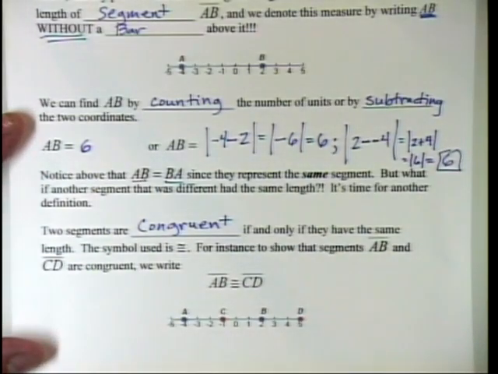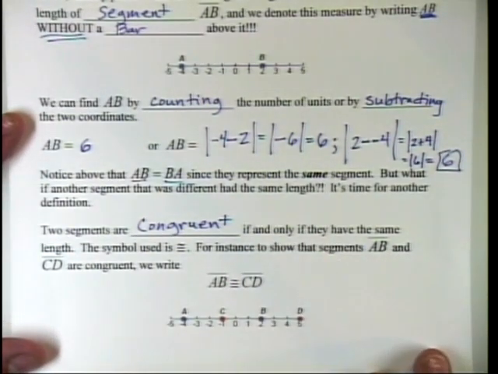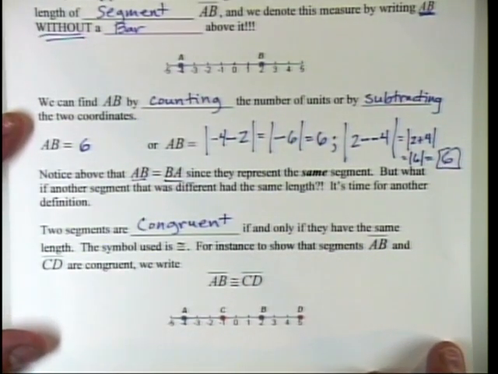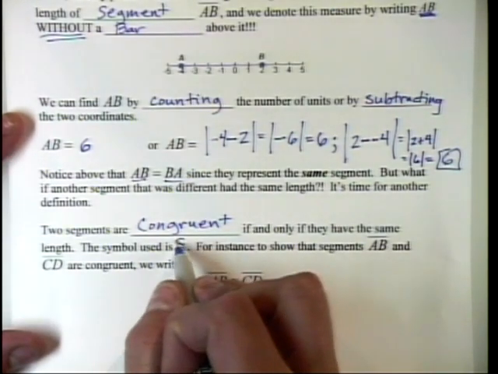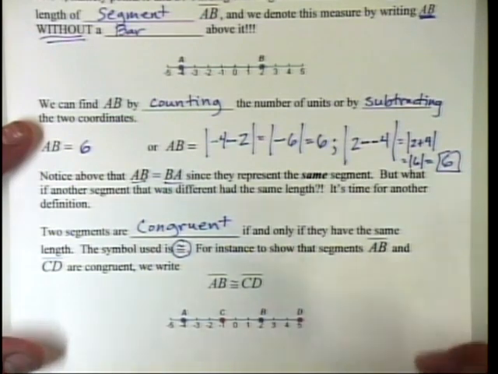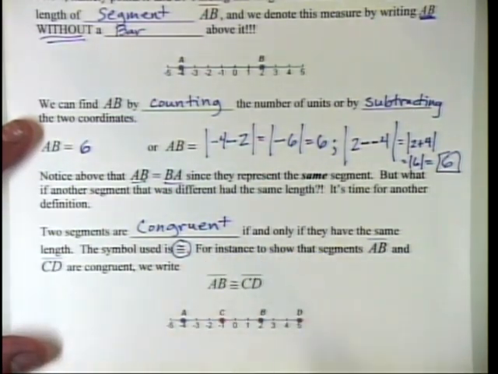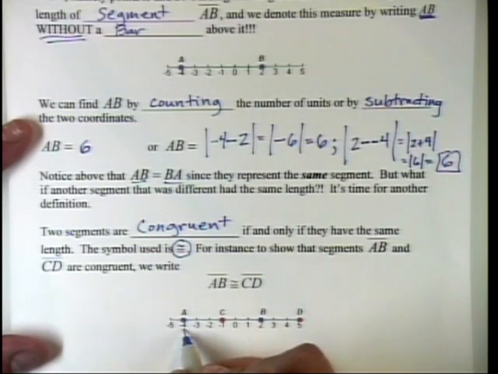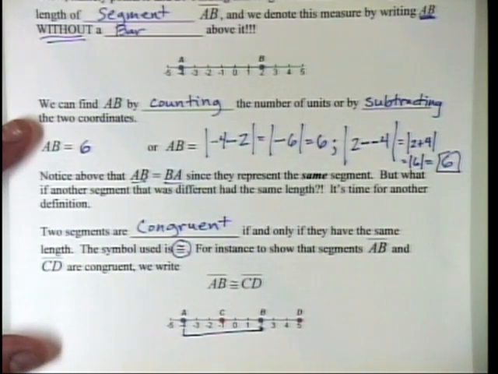That's a good word. Congruent, if and only if they have the same length. We use the symbol that looks like an equal sign with a little tilde above it. Okay? Now, for instance, I want to show you on this segment below, that segment AB, the same segment we talked about, the segment from negative 4 to 2, and segment CD are congruent.